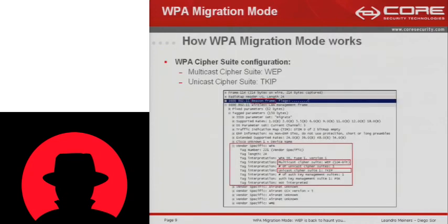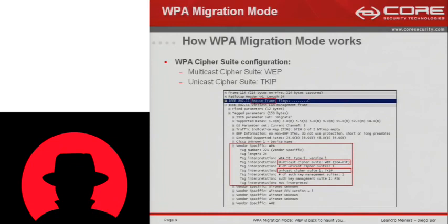So this is how we can identify an AP working on this particular configuration. We have the multicast cipher and the unicast cipher. For the multicast cipher suite, the beacon shows that it is using WEP 104 bits, and for the unicast cipher suite, it is using TKIP. So both ciphers are used on the same AP, and they are advertised in the beacon. Basically, we have both ciphers that we can use.